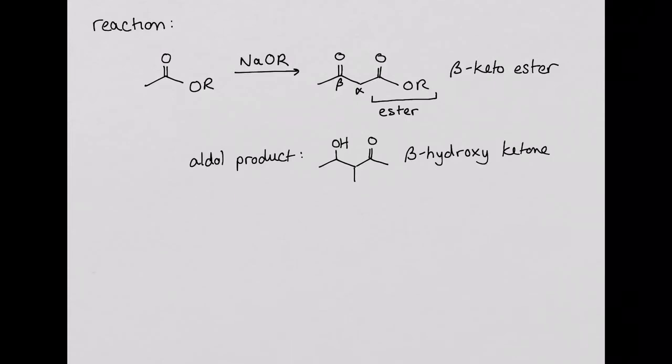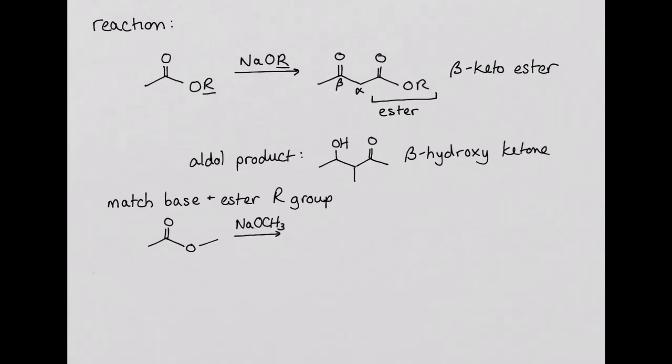One more thing to consider for the Claisen condensation is that typically we match the base to the ester R group. In other words, this R and this R will have the same identity. For example, if we use this ester, we will use this base. And if we use this ester, we will use this base.